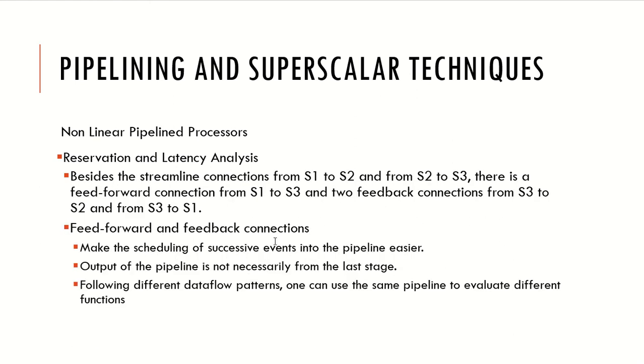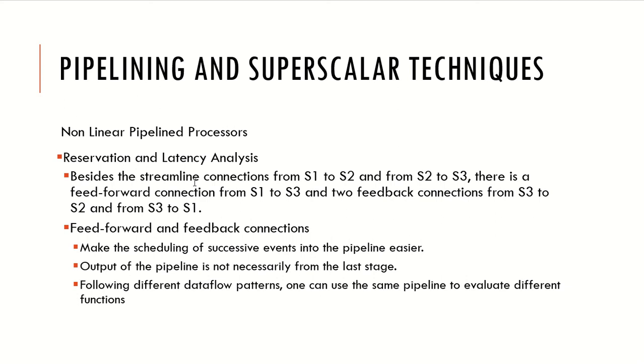So the reservation and latency analysis, as I said, we have the feed forward connections and feed backward connections from S1 to S3, from S3 to S1, from S3 to S2, and so on. The feed forward and feedback connections will help to make the scheduling of successive events into the pipeline easier, and since we have the feed forward and feed backward connections, you don't have to keep the last stage as your mandatory stage for output. You can have an output emerging from any stage of the pipeline.